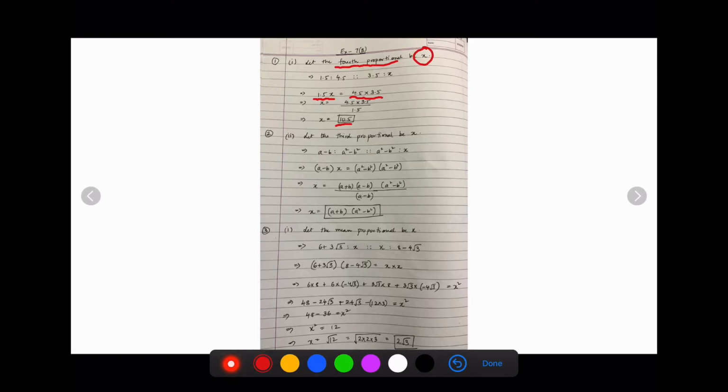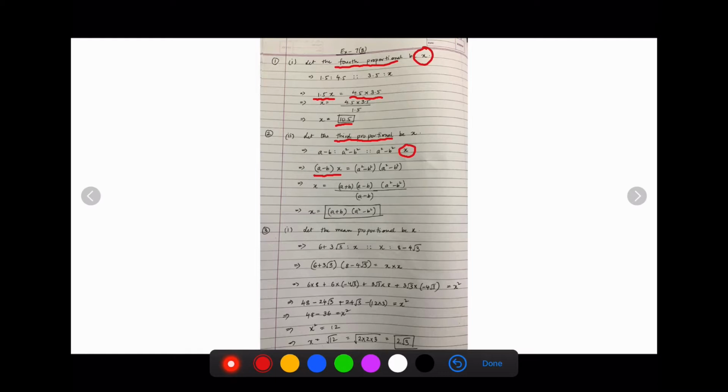In question number 2, part 2, you have to find the third proportional. Since it's the third proportional, it's a case of continued proportion. And the proportion will be a minus b is to a square minus b square, as a square minus b square is to x. So we have to find the last term, which is the third proportional here. And again, the product of the extremes will be equal to the product of the means. So you will write a minus b into x, product of the extremes, is equal to a square minus b square into a square minus b square, product of the means.